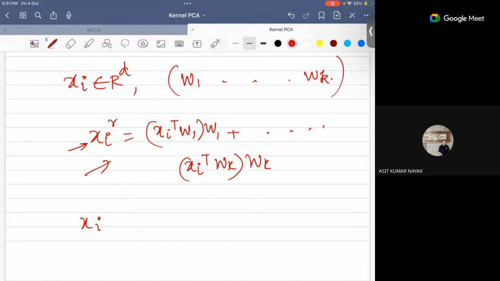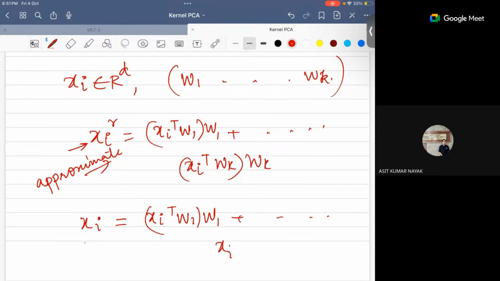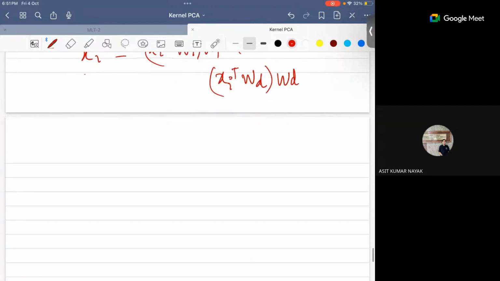So this is the reconstructed one, and the reconstructed Xi will be almost equal but not exactly the same value. Yeah, it will be approximate. But from here you'll get the exact value: Xi transpose W1 times W1 till Xi transpose WD times WD. Because you already know the formula of the reconstruction error: Xi minus XiR. That will become 0.